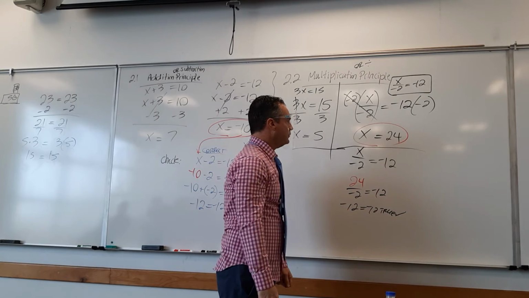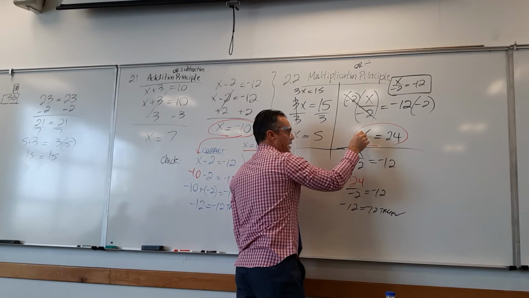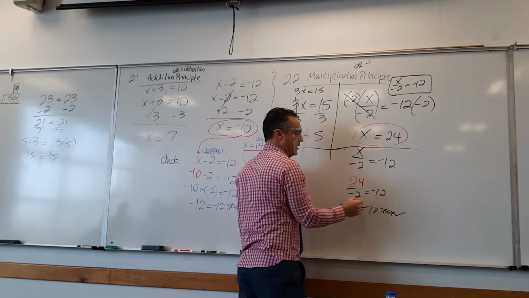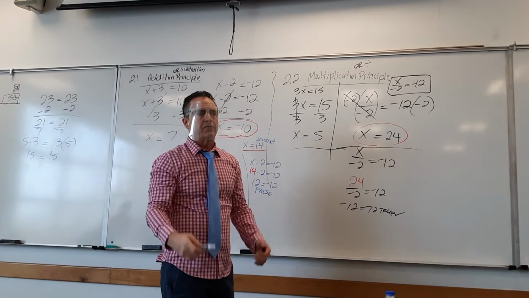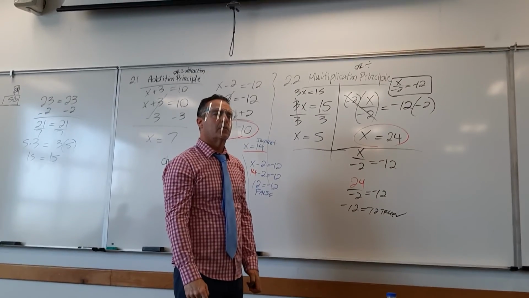Got my answer. Go back to the original problem, X over -2 equals -12. Where there's an X, I put in a 24. So now I have 24 over -2 equals -12, and I just simplify it. 24 divided by -2, I can do it on a calculator. It's -12.